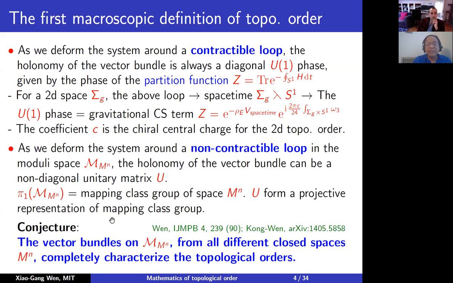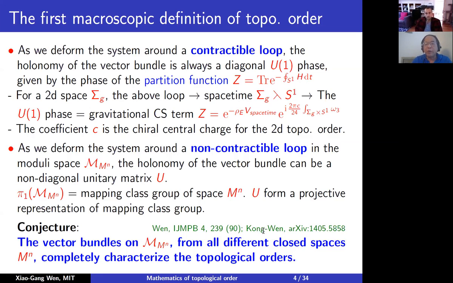So it is this mapping class group, and this central charge really carry all the information. So we believe that the mapping class group and the central charge completely characterize this topological order of this many-body entanglement.